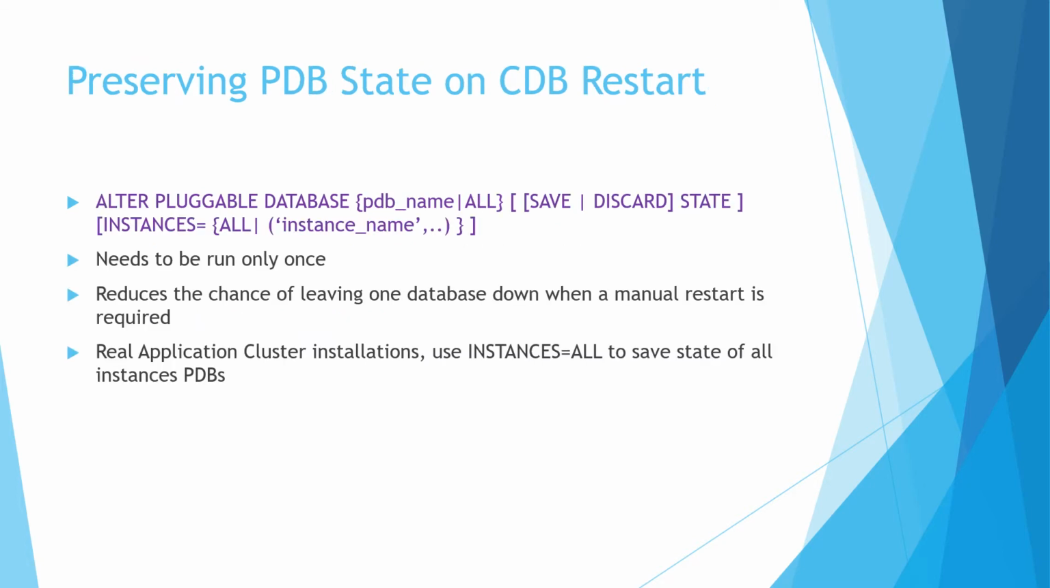Preserving PDB state on a CDB restart. The start mode of a pluggable database can be preserved using the alter pluggable database save state command. The save state command needs to be run only once. It reduces the chance of leaving one database down when a manual restart is required. For a real application clusters installation, the instances equal to all option should be used to preserve the state of a PDB in all instances.